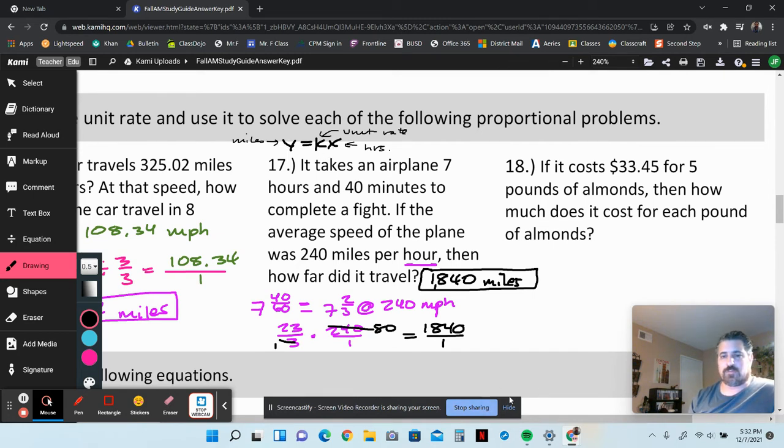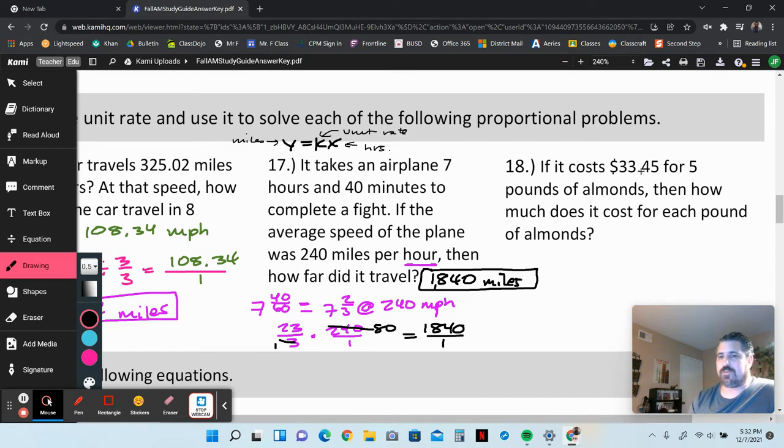All right, so the next problem over here is, if it costs $33.45 for 5 pounds of almonds, then how much does it cost for each pound of almonds? So once again, you're thinking about the proportions you're setting up here. You've got this value of dollars, 33.45, and that's for 5 pounds, not for 1 pound, but for 5 pounds. So this is $33.45 for 5 pounds, but you don't want the value of 5 pounds, you want the value of 1 pound. So you're going to divide top and bottom by 5, and that's going to give you your unit rate, or the cost of 1 pound of almonds.